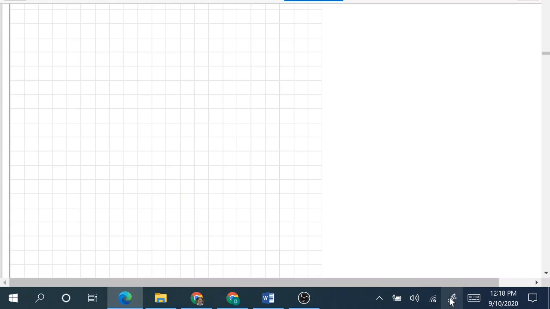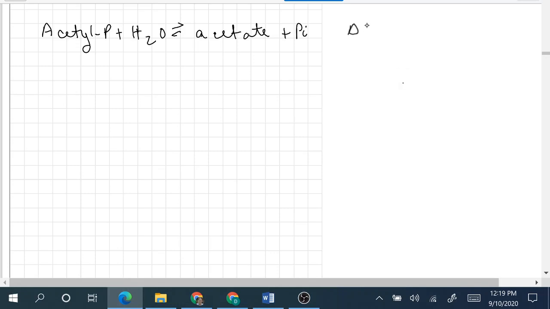Okay, so we have this equation where acetyl phosphate plus water, and this is a reversible reaction, yields acetate plus inorganic phosphate. Okay, and we know that the delta G naught prime for this reaction is equal to negative 42.3, and we're given in kilojoules per mole. Okay, so keep your units straight here.